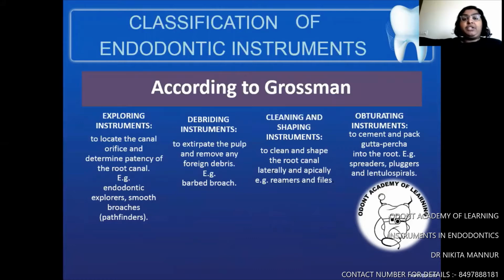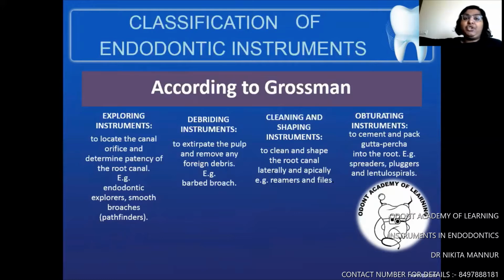Coming to the classification, according to Grossman, he classified instruments into 4 types: exploring instruments, debriding instruments, cleaning and shaping instruments, and obturating instruments. Exploring instruments are nothing but our endodontic explorers and the smooth broaches. They are used to locate the canal orifice and determine whether the canal is patent enough or not. Coming to the debriding instruments, these are used to remove the pulp from the canal, and the best example for this is a barbed broach.